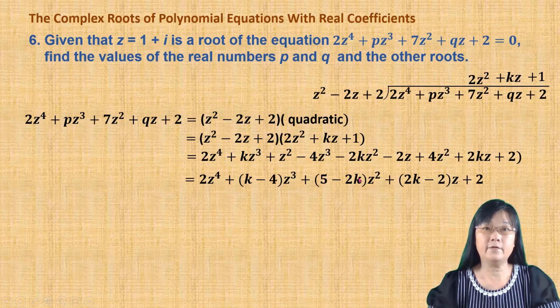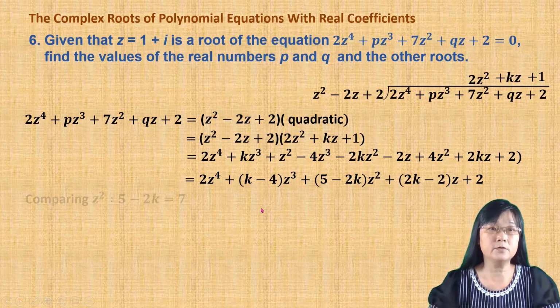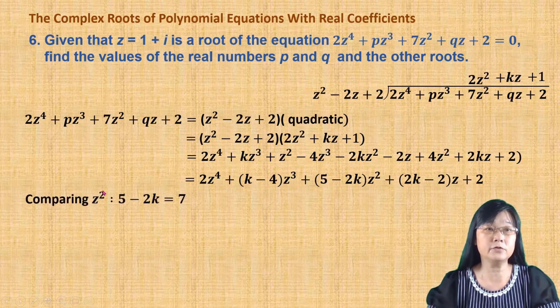To find the value of K, I use the coefficient of z power 2, because for z power 2, the coefficient is 7. So I compare z power 2. On the left hand side, z power 2 is 7. So that means 5 minus 2k is equal to 7. So from here I get k equal to -1.